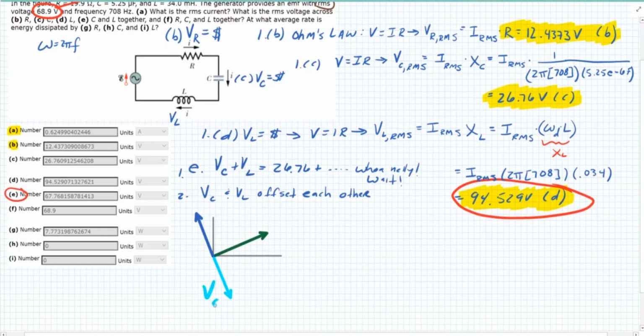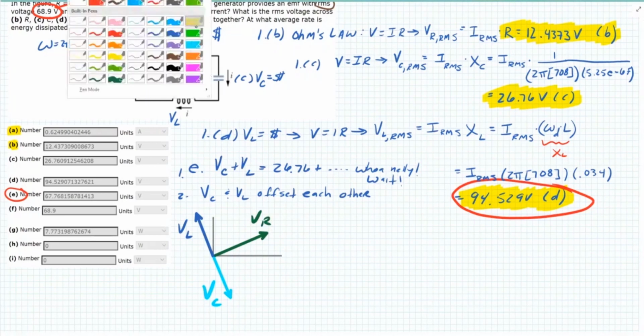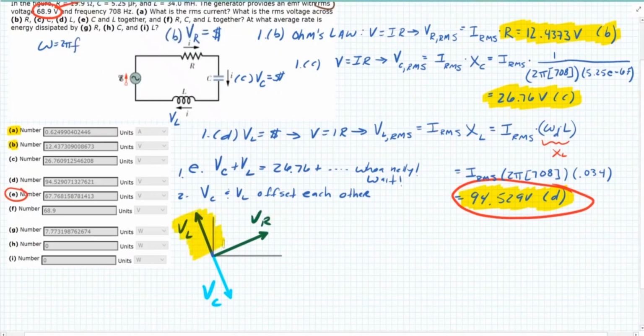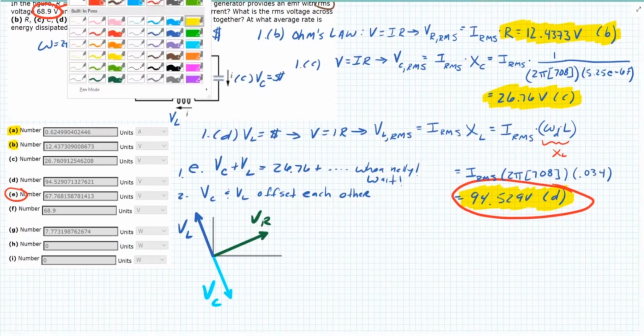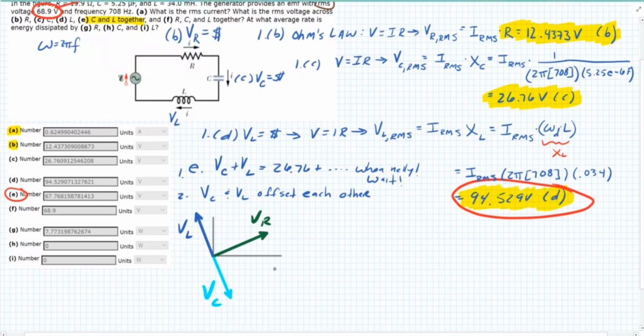This is my voltage drop across my capacitor, my voltage drop across my inductor, my voltage drop across my resistor. And this is where they offset. So this is what I'm saying. Wait a minute. Whatever these values are, they offset each other. So the way I should calculate part E, part E is saying, what's those voltage drops together? I'm going to do it like this. I'm just going to say, what is VL minus VC equals for me?